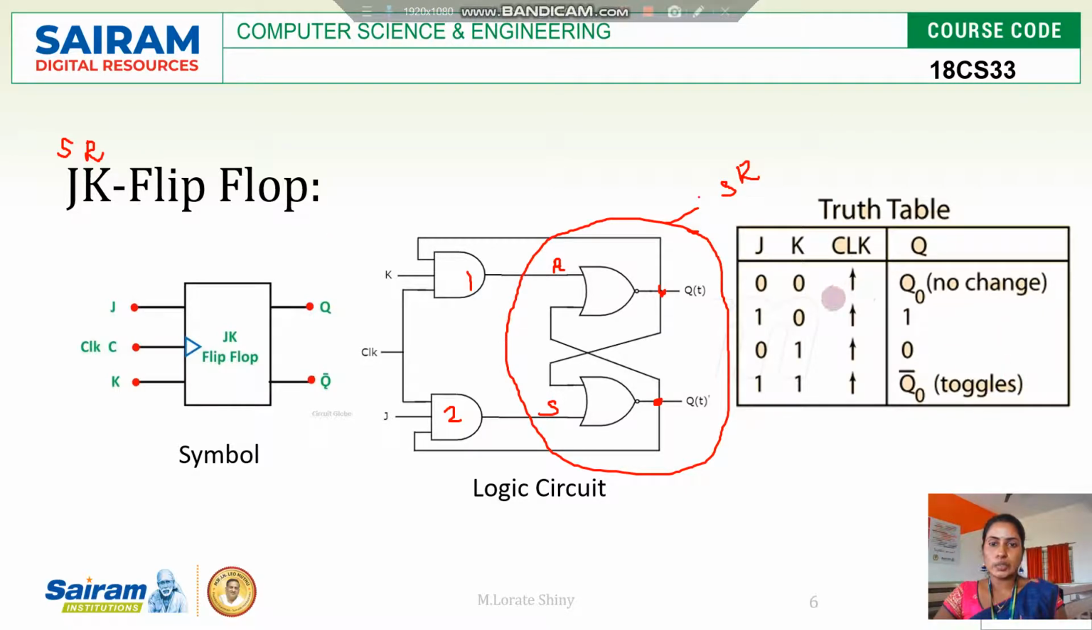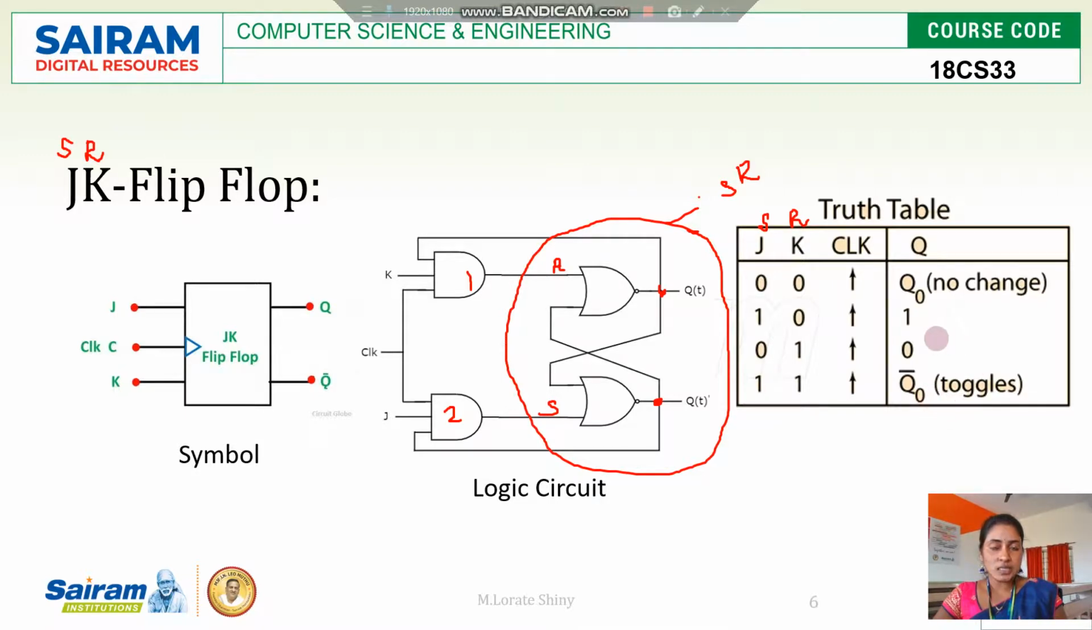Now the truth table. Whenever J and K are 0 and 0, there is no change in the output. The previous state will be the current state output. Then whenever J is 1, as I said, J is nothing but S, K is nothing but R. So whenever S or J is 1, your output is 1. Whenever K or R is 1, your output is 0. Whenever both inputs are 1 and 1, then your output toggles from the previous state.